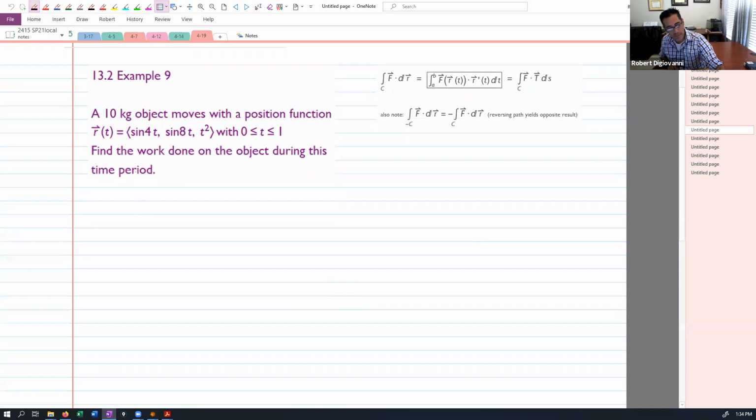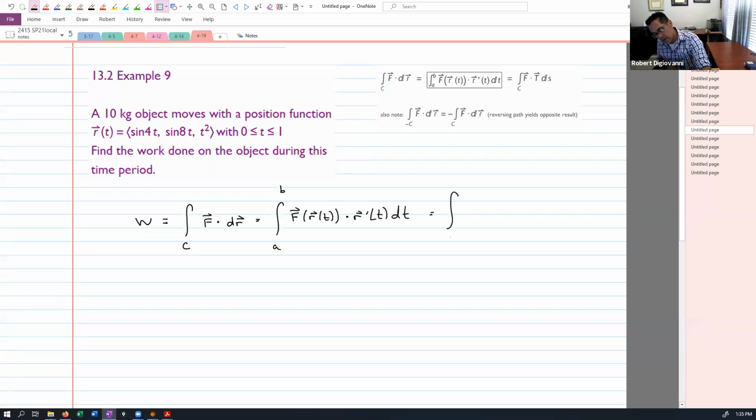So work is going to be the line integral over C of F dot dr. But we've learned that that's the integral from a to b of F evaluated at r of t, dotted with the derivative of the position function, dt. But that's also equal to the line integral over the scalar functions P dx plus Q dy plus R dz. So these are the two different versions that we have. We have not used this one yet. We've really just used this one.